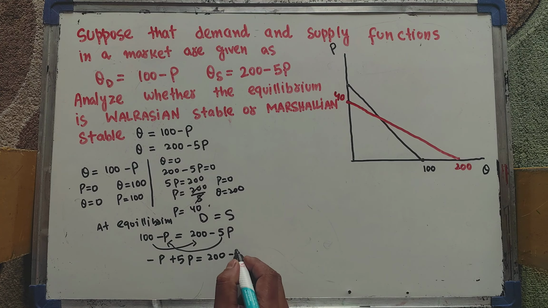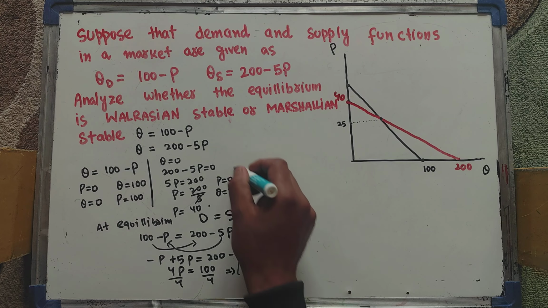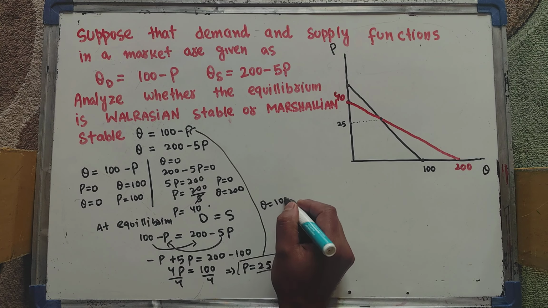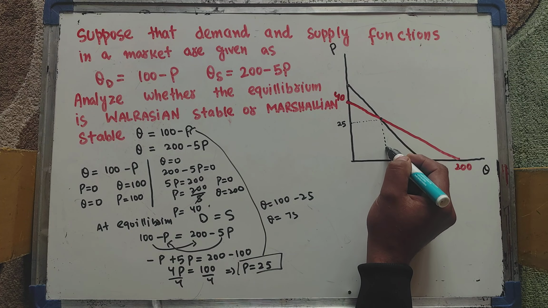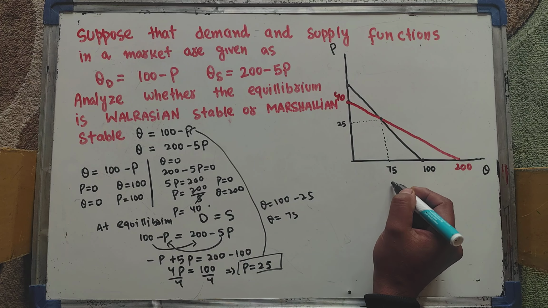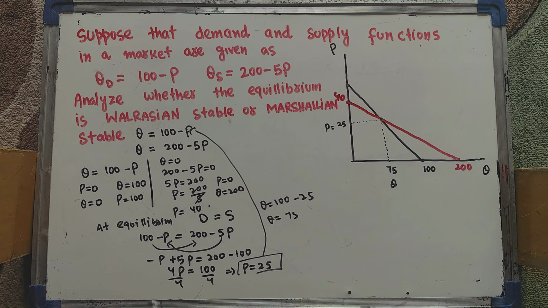And what about quantity? Plug P is equal to 25 in either the demand or supply function. So let us put it into the demand function. Q will be equal to 100 minus 25. So quantity demanded will be equal to 75. Let us suppose this point is 75. So here we have Q and this P. So we got the equilibrium price and quantity.